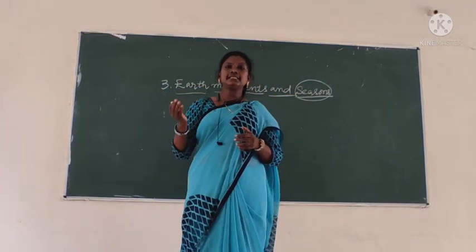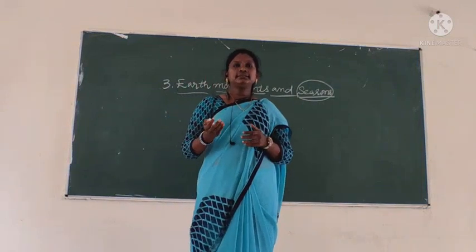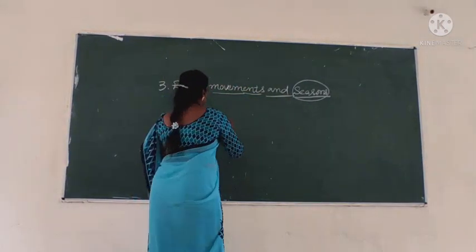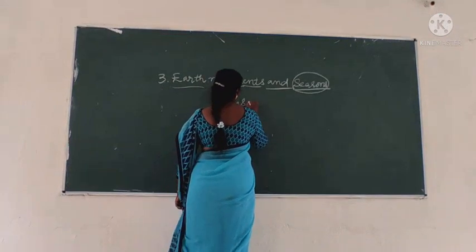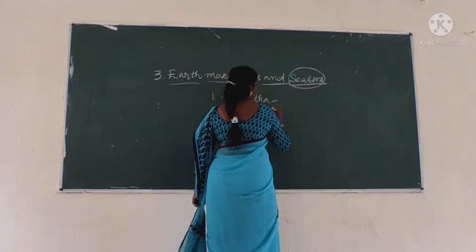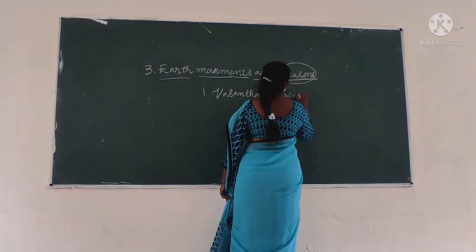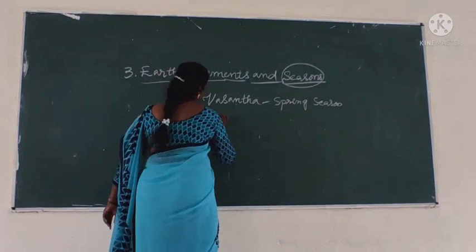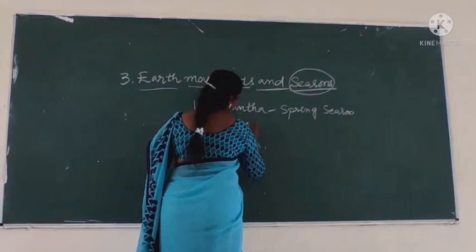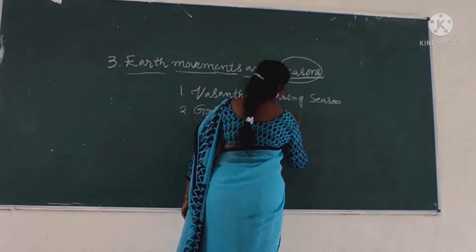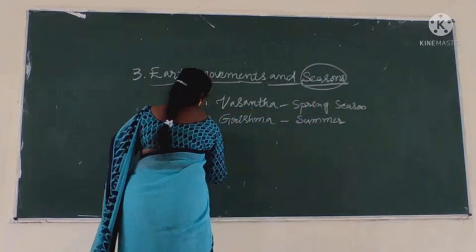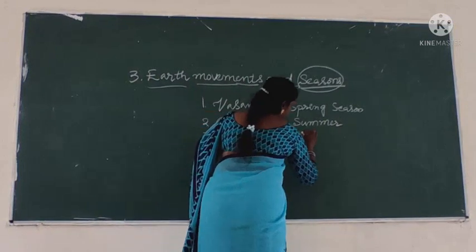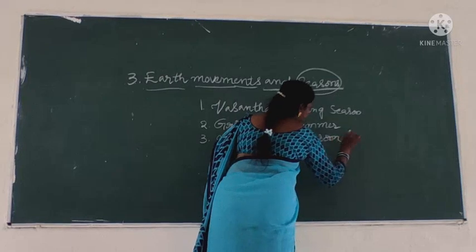According to ancient Sanskrit literature, the year is divided into 6 seasons. What are the 6 seasons? The first one is Vasanta, that is spring season. The second one is Grishma, that is summer season. The third one is Varsha, that is monsoon season.